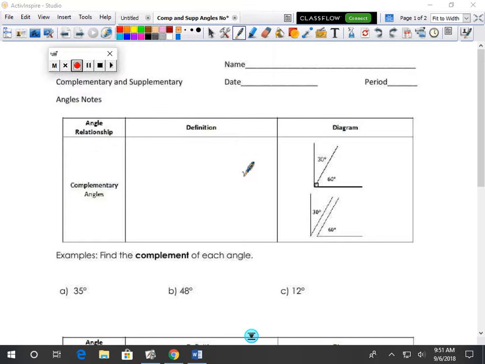Alright, so let's take a look at complementary and supplementary angles. Looking first at complementary angles, the definition of complementary angles is two or more angles whose sum is equal to 90.